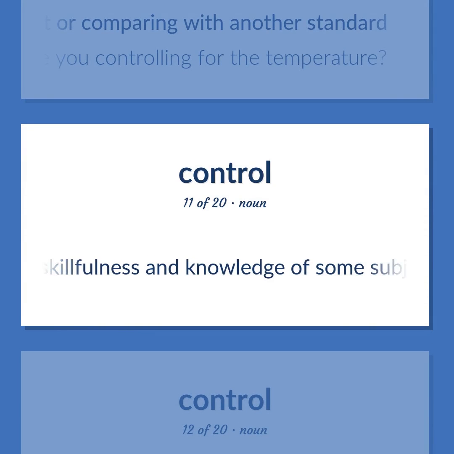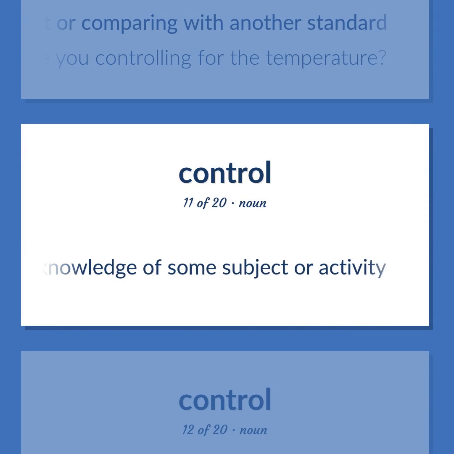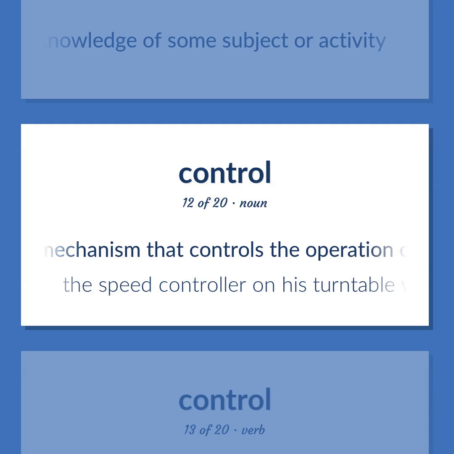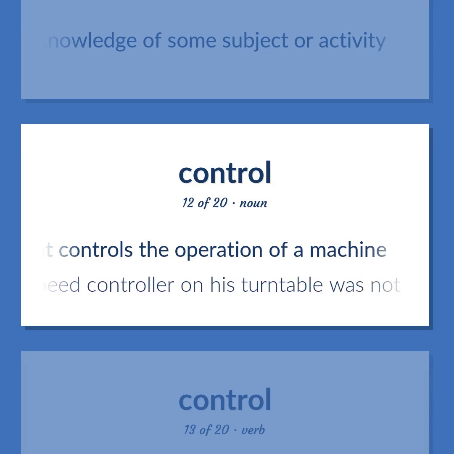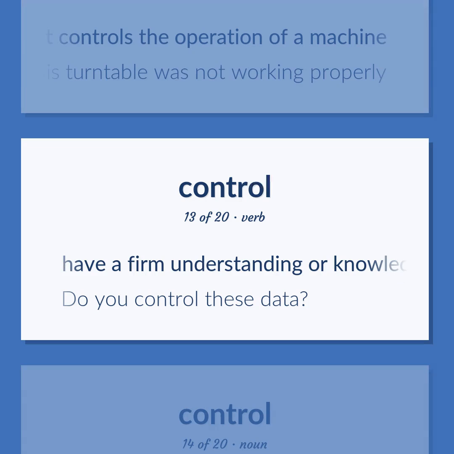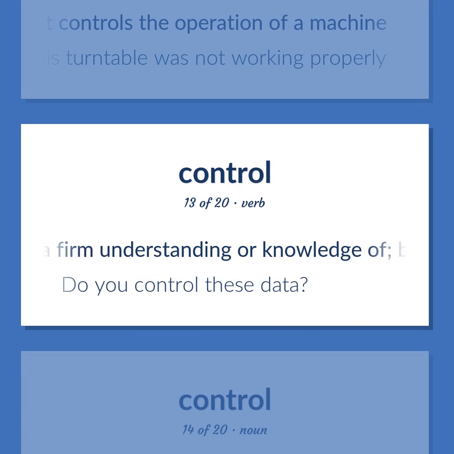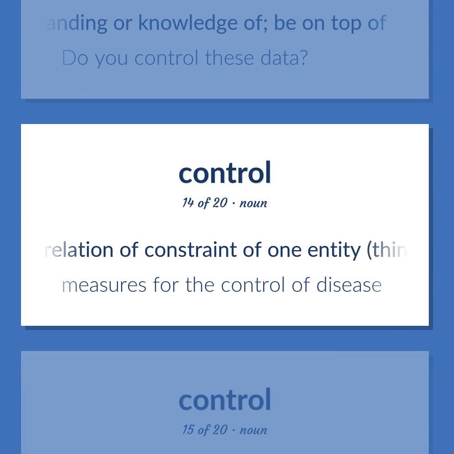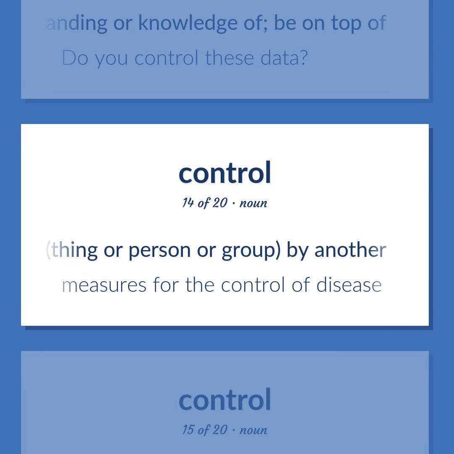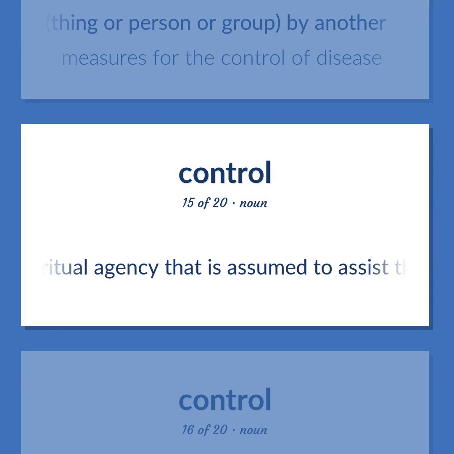Great skillfulness and knowledge of some subject or activity. A mechanism that controls the operation of a machine. The speed controller on his turntable was not working properly. Have a firm understanding or knowledge of. Be on top of. Do you control these data? A relation of constraint of one entity, thing or person or group, by another. Measures for the control of disease. A spiritual agency that is assumed to assist the medium during a séance.